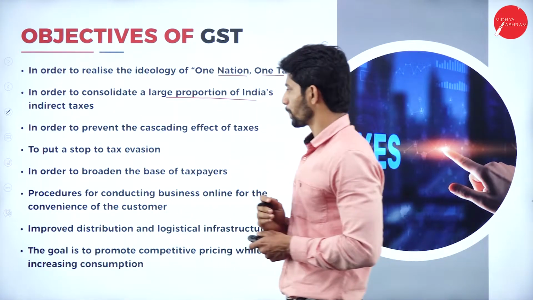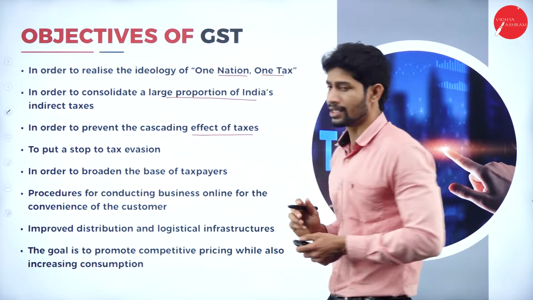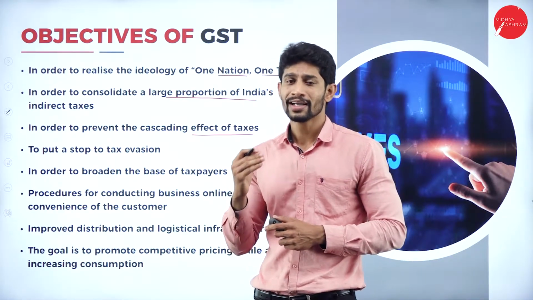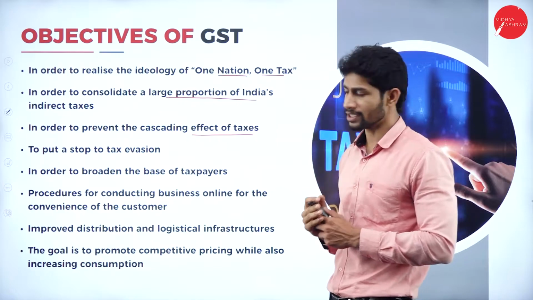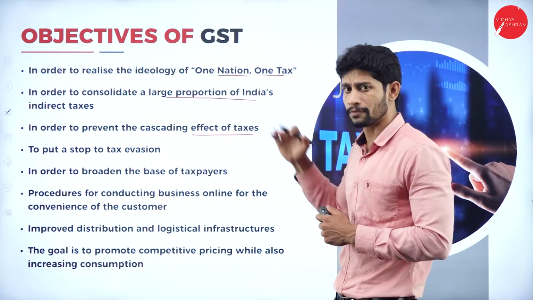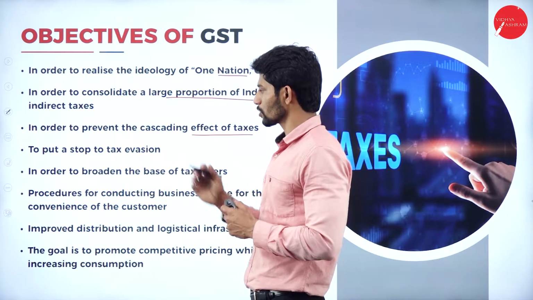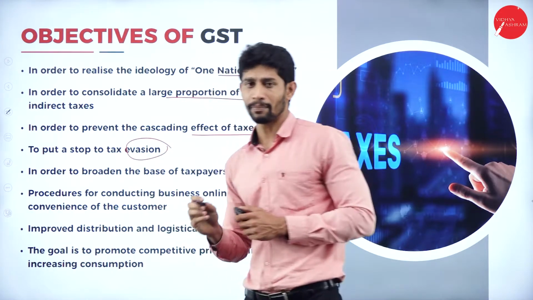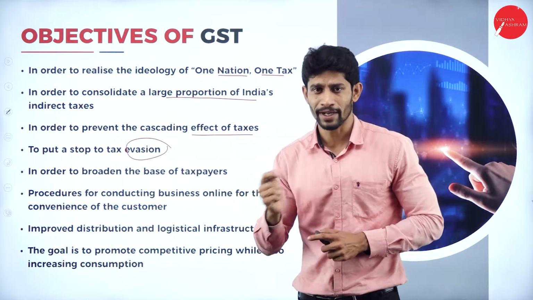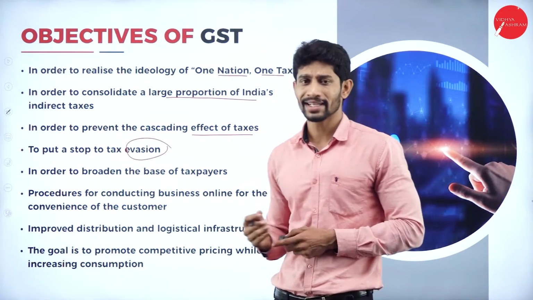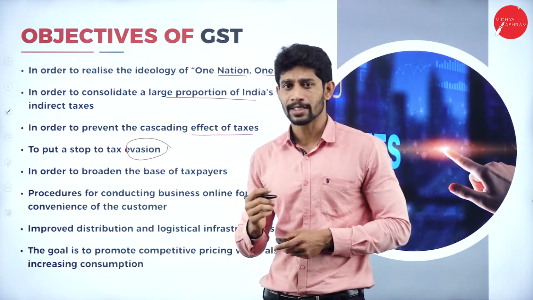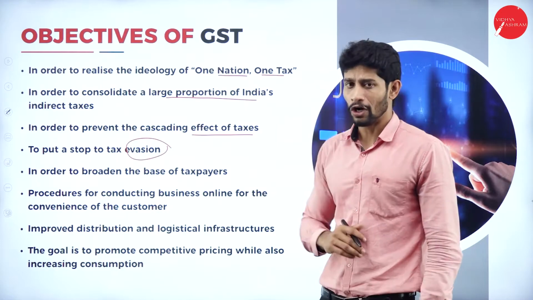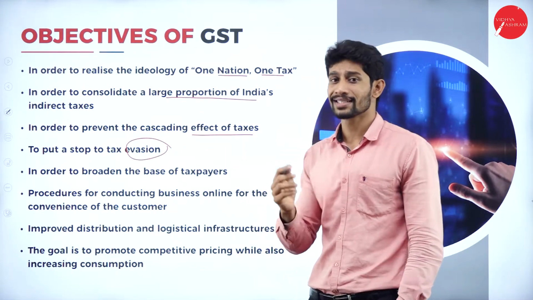Next one, in order to prevent the cascading effect of taxes. Earlier they used to put tax on tax. That is called cascading effect. To avoid the cascading effect, they introduced GST. Next one, to put a stop to tax evasion. Tax evasion is nothing but avoiding the tax, by showing misappropriate statements, by providing fake documents and fake invoices. But now, after introducing the GST, it is not so easy to escape from tax. So it is also one of the objectives, to put a stop to tax evasion.